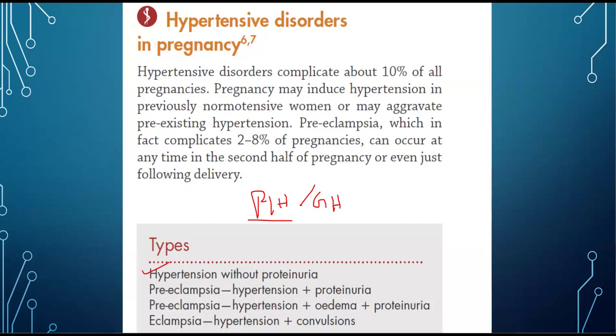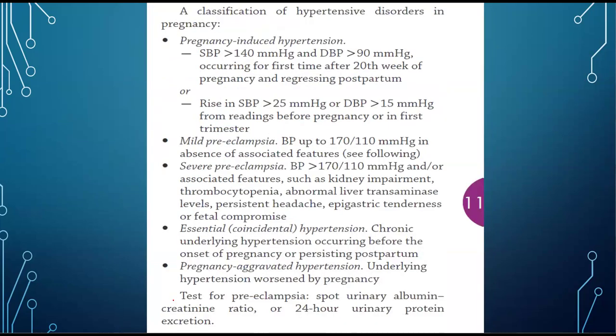But when a patient develops proteinuria with hypertension, it is called preeclampsia. When a preeclampsia patient gets convulsion or seizure, that's what we call eclampsia. So that's what we have written in here, pregnancy-induced hypertension. If a patient gets hypertension, which means blood pressure above 140/90, occurring for the first time after the 20th week of pregnancy, that's what we call gestational hypertension or pregnancy-induced hypertension.